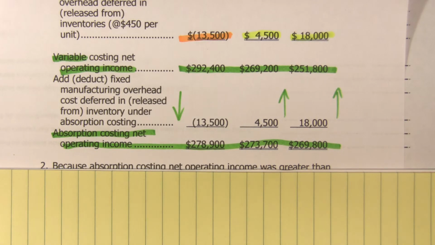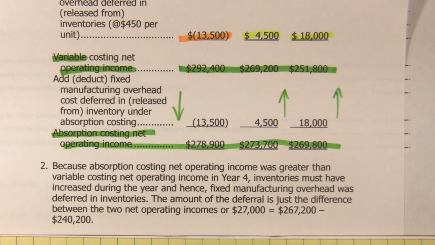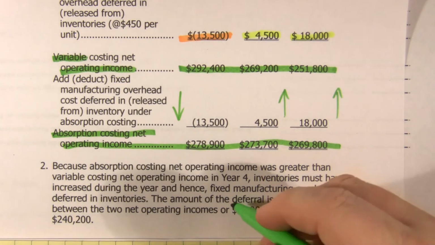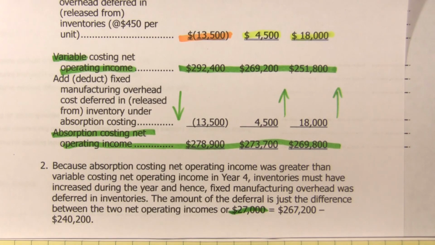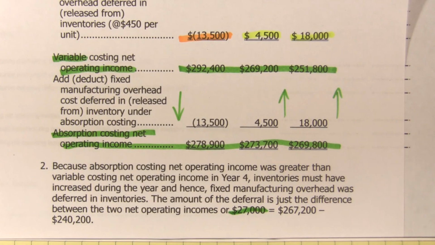Now, the last question in this one is they tell us that the variable costing net income was $240,200, and its absorption income was $267,200. In other words, there was $27,000 more in the absorption costing. So that would tell you that the inventory had to go up. And the inventory had to go up because $27,000 was stored in ending inventory.